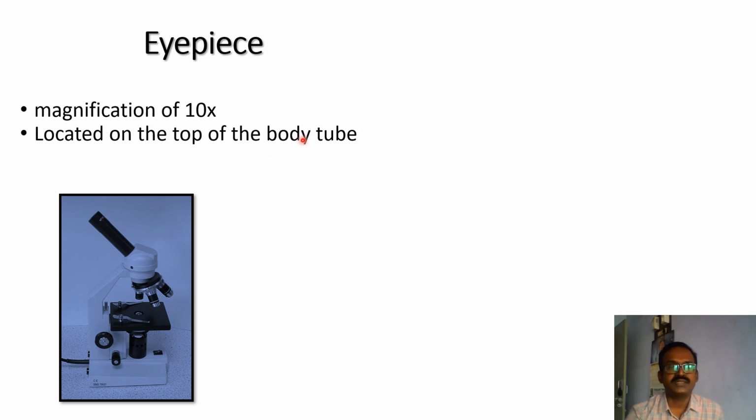What are the parts of the microscope? Eyepiece. This is the eyepiece, located on the top of the body tube. Its magnification power is 10x. This is the body tube, and the top one is the eyepiece.